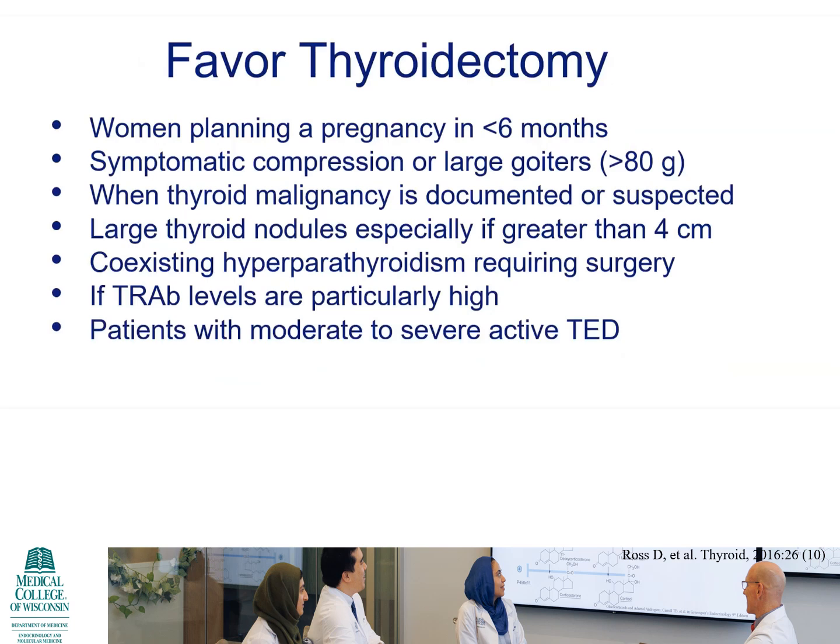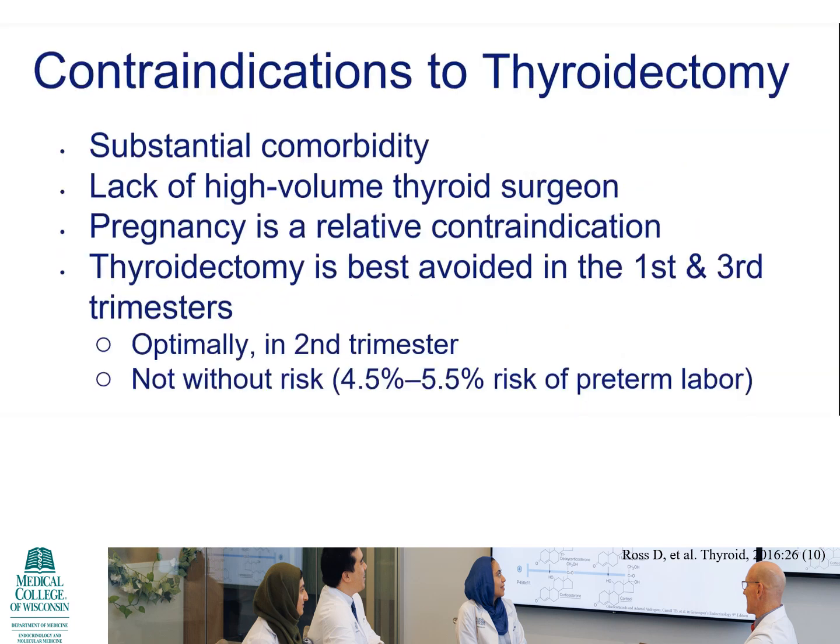Individuals that we should really strongly consider thyroidectomy for are women who are planning pregnancy in the next 6 months, people who have big goiters or have thyroid cancer, and individuals who have severe thyroid eye disease. We can certainly consider those individuals for surgery as well. People who shouldn't get thyroidectomy: if you have a lot of comorbidities, if you don't have a good surgeon around. Obviously, if a woman is pregnant, it's a relative contraindication, but surgery in the second trimester is safe, although it's not without risk. There's about a 5% risk of preterm labor with surgery in the second trimester.